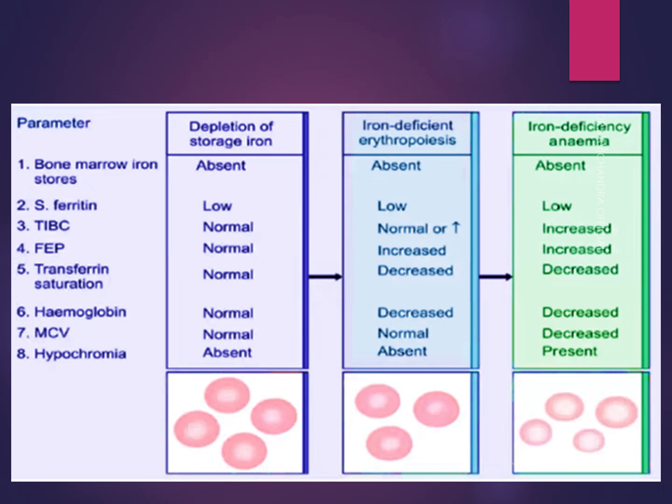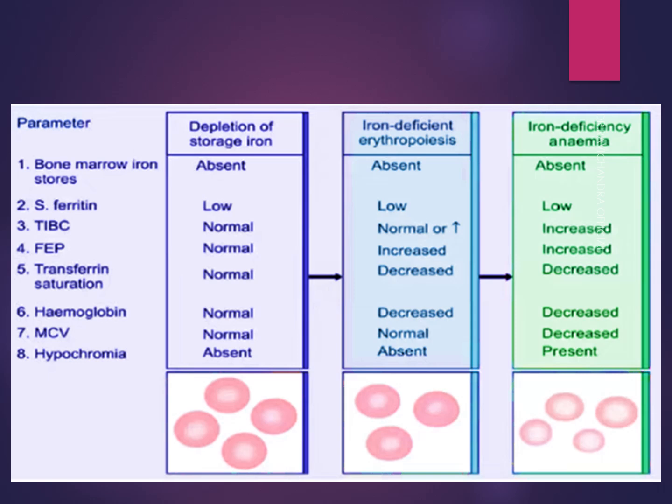it will get reduced. Hypochromasia is not seen in the first and second stages; it is seen in the third stage. So, when there is depletion of the storage iron, the bone marrow will go on producing the red blood cells with whatever iron is available. So most of the values will be normal in this stage.